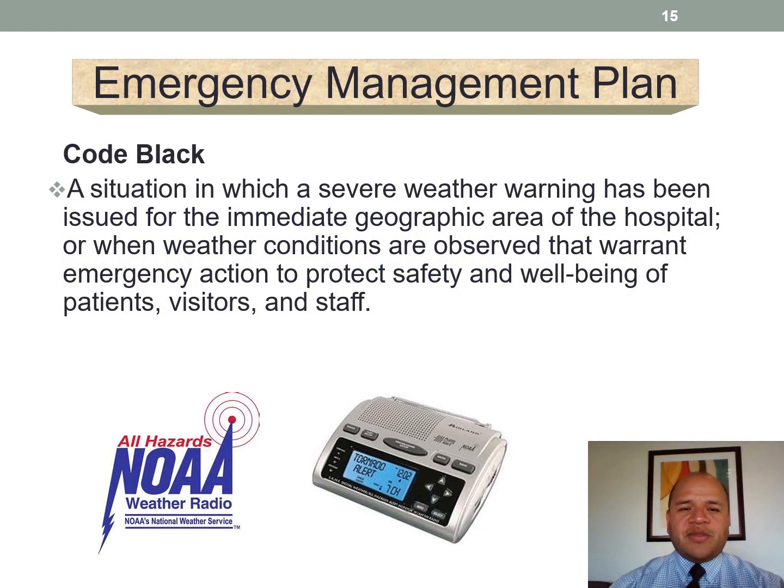Inclement weather is something that we have routinely in North Texas. Code black can be called for pretty much anything that is not a tornado. We have our own code for tornadoes, but code black can be called for straight line winds, a strong thunderstorm, or anything that could introduce risk to the organization.